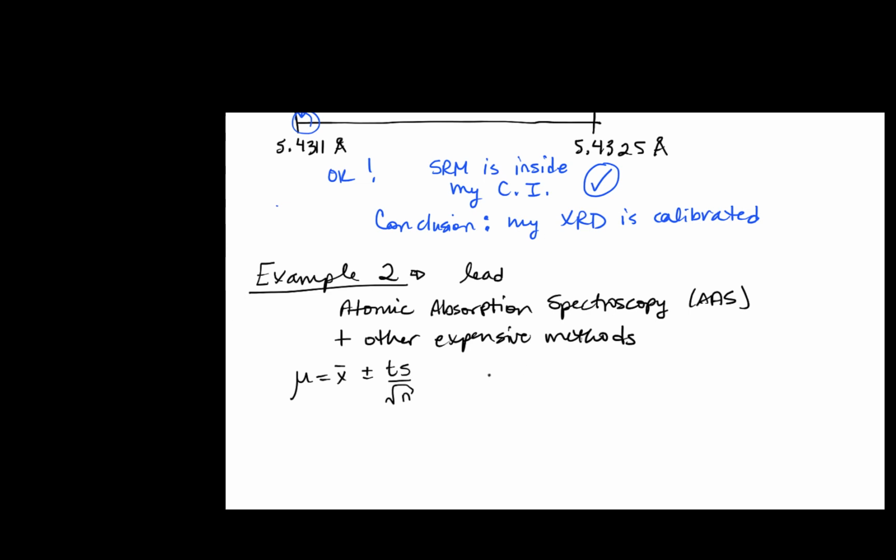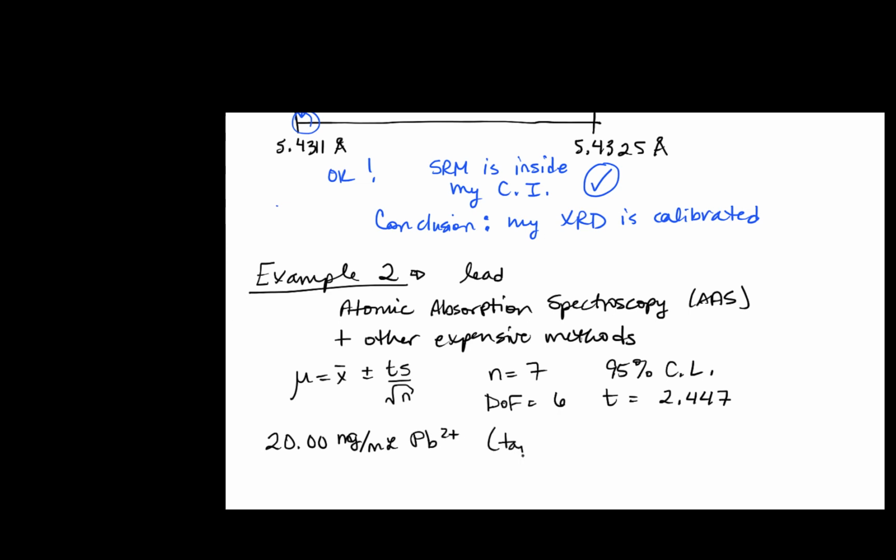So assuming everything is right, they told us there were 7 samples. If we pick the 95% confidence level, then we'll have 6 degrees of freedom, and t would be equal to 2.447. So let's look at one of their reported values. How about if we just start with the 20, was it milligrams? It was nanograms. Nanograms per milliliter of lead 2+, and this is the tap water sample.